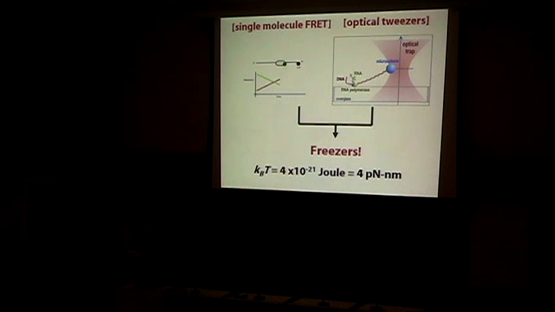So in my lab, we decided to combine optical trap with single molecule FRET about 5 years ago. When you combine the two, you have a new technique called fleezers, the FRET plus tweezers. Let me just remind you that the relevant energy scale in biology is the thermal energy, which is about 4 piconewtons times nanometers. So if you have a relevant length scale of a nanometer, then you need to apply about 4 piconewtons of force to change the rate of things by about a single Boltzmann factor.